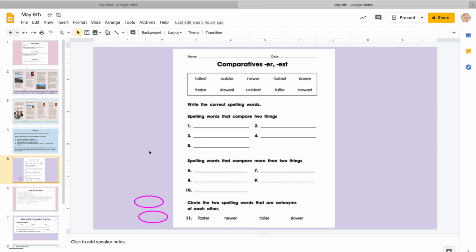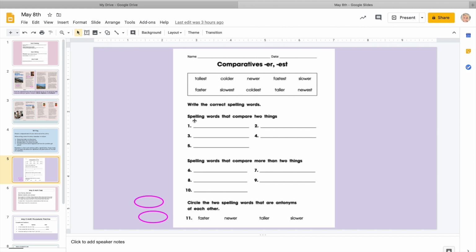And the second part of the distance learning packet for writing is a little bit of review from yesterday. Like I said, we're going to be going over comparatives, and those are words that end in ER or EST. It wants us to write the correct spelling word. So these are the spelling words it gave us. And as you can see, some of them end in EST and some of them end in ER. What we're going to be doing today is separating them.